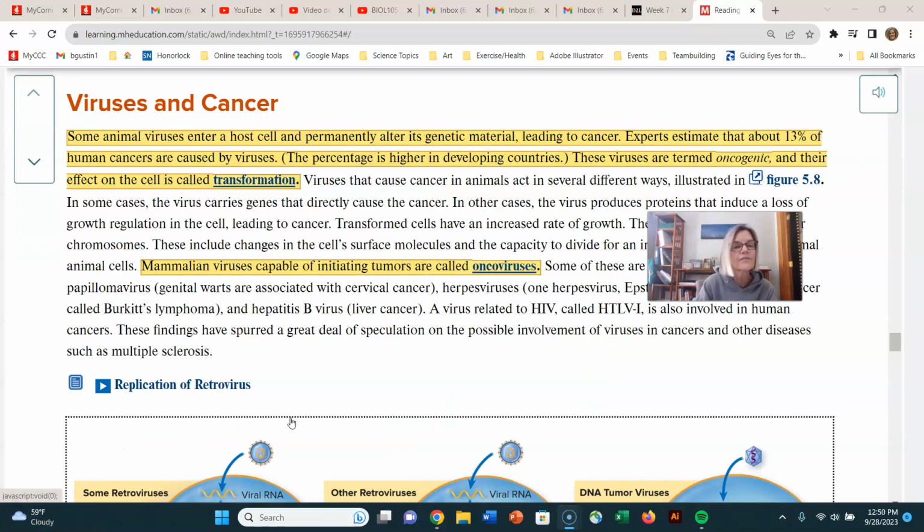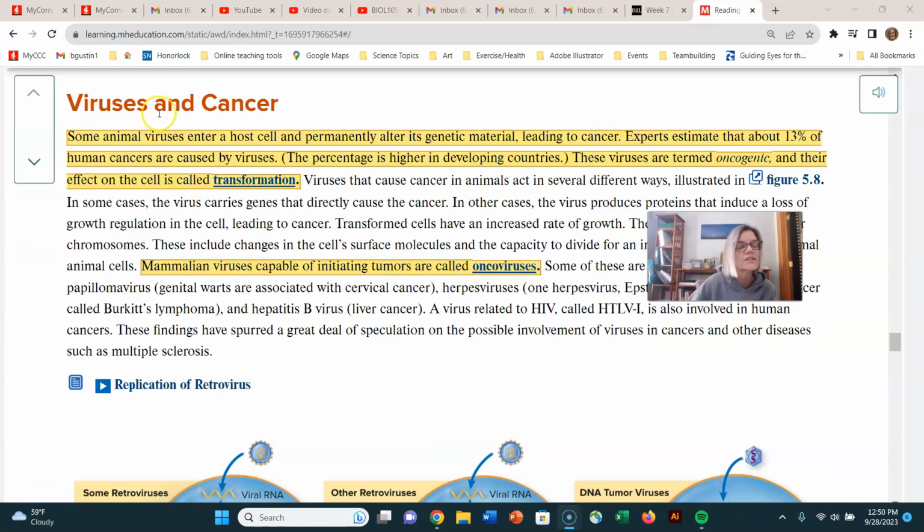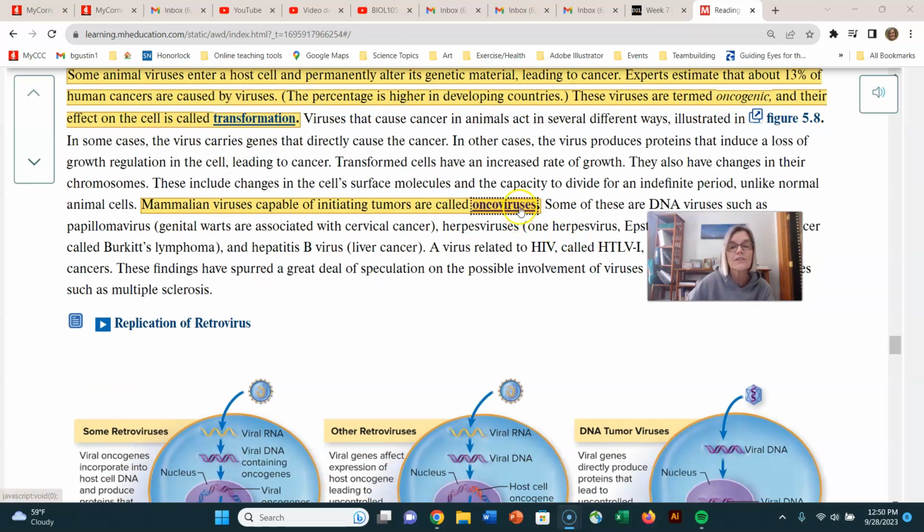Here I am back in section 5.3, and I just wanted to mention the concept of how viruses actually can cause cancer. And it says experts estimate that about 13% of human cancers are caused by viruses. I've even heard higher numbers than that. But a virus that can cause cancer is called an oncogenic virus. Think about your oncologist. Hopefully you don't have an oncologist, but you've heard of an oncologist. That's a doctor that deals with cancer. So oncogenic viruses are viruses that can cause cancer. You might also hear them called oncoviruses.